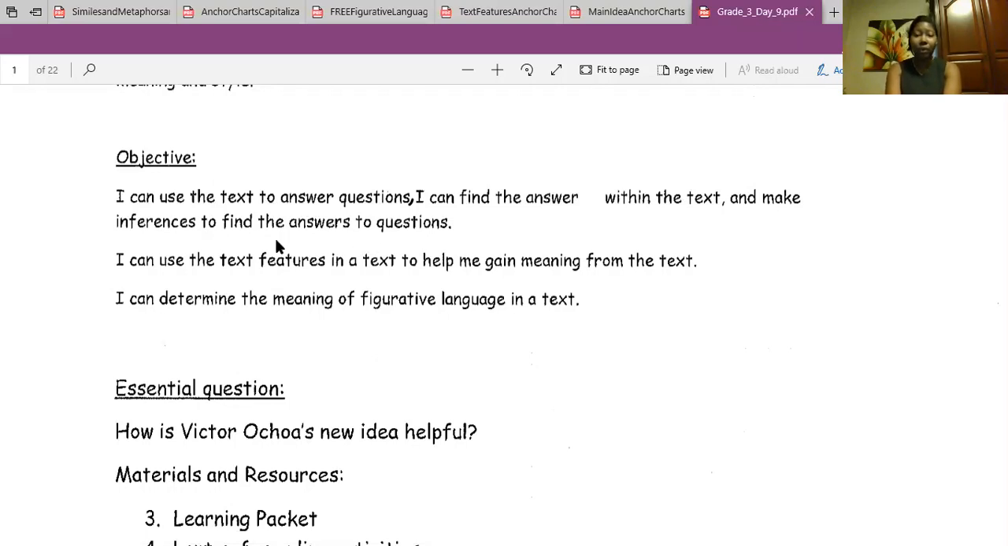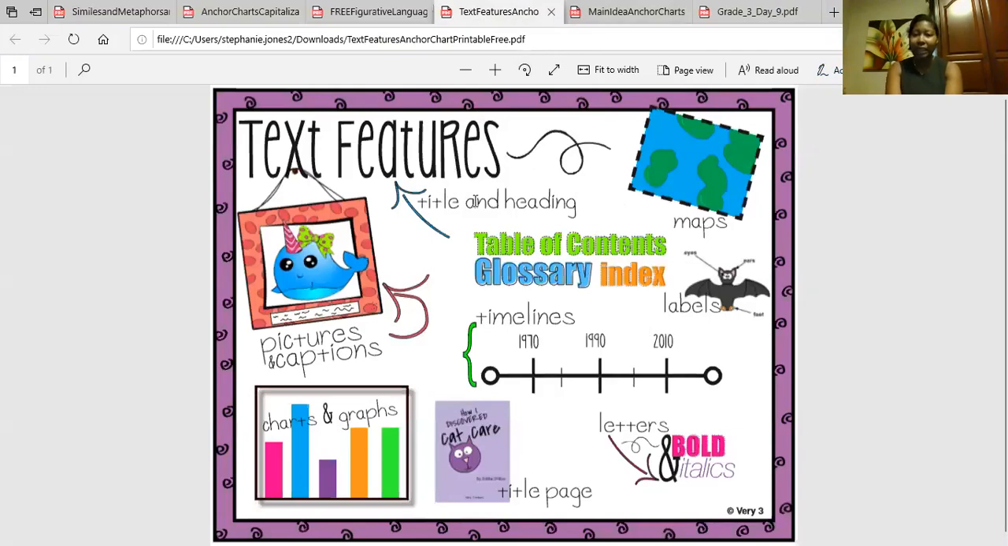That's our first goal. Next, I can use the text features in a text to help me gain meaning from the text. That's our second goal. I can use text features. And here's just a little reminder about what text features are. Text features are things like titles and headings, pictures and captions, charts and graphs, timelines, bold letters, italic letters, the title page, maps, glossary, index, and table of contents. Those are just a few examples of text features.